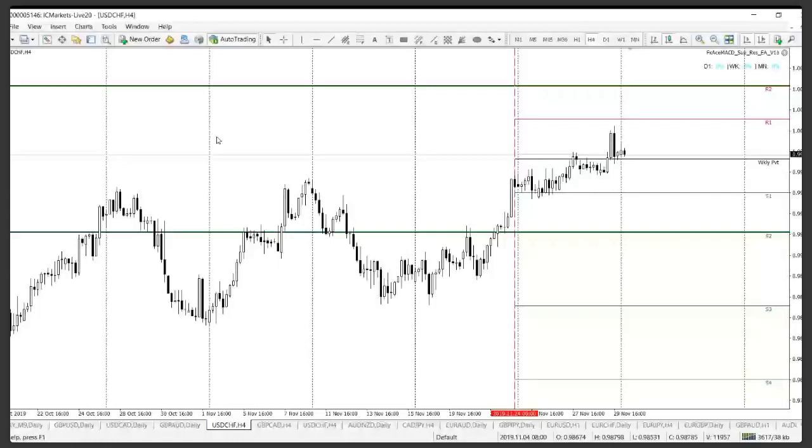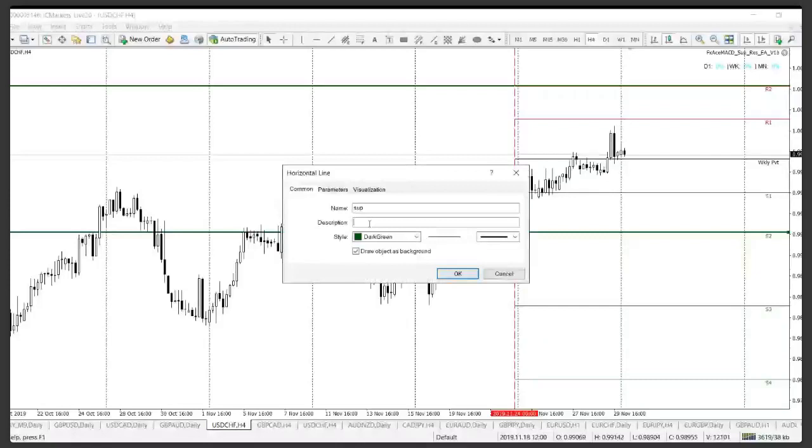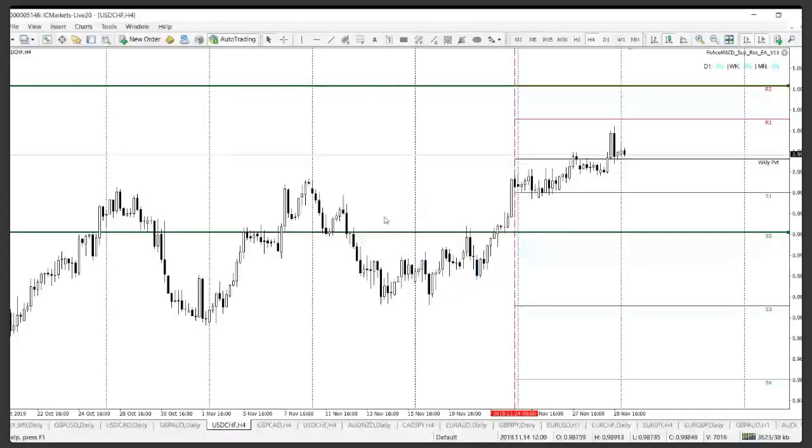We'll just make sure we put the SUP in here. SUP, SUP. RES and RES. Yeah, it's super simple, and you'll just move on to the next asset.